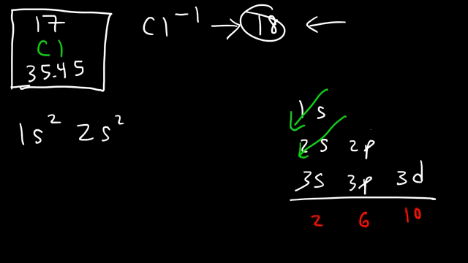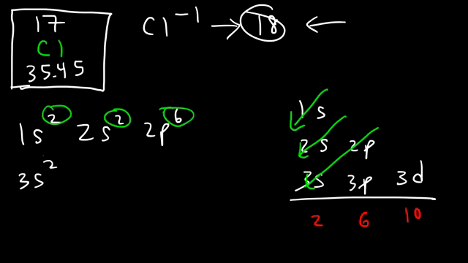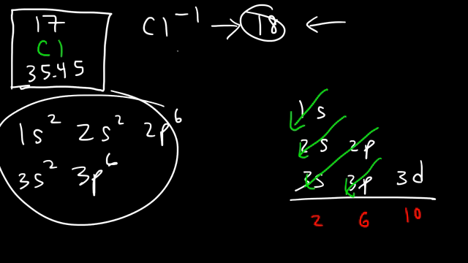After 2s comes 2p, then 3s. So it's 2p6, and then 3s2. So far we have a total of 12, so we need 6 more. And 3p can hold up to 6, so we're going to stop at 3p6. This is the electron configuration for the chloride ion. For chlorine, it's everything up to 3p5, but for chloride, it's 3p6. You've got to add 1 to it.